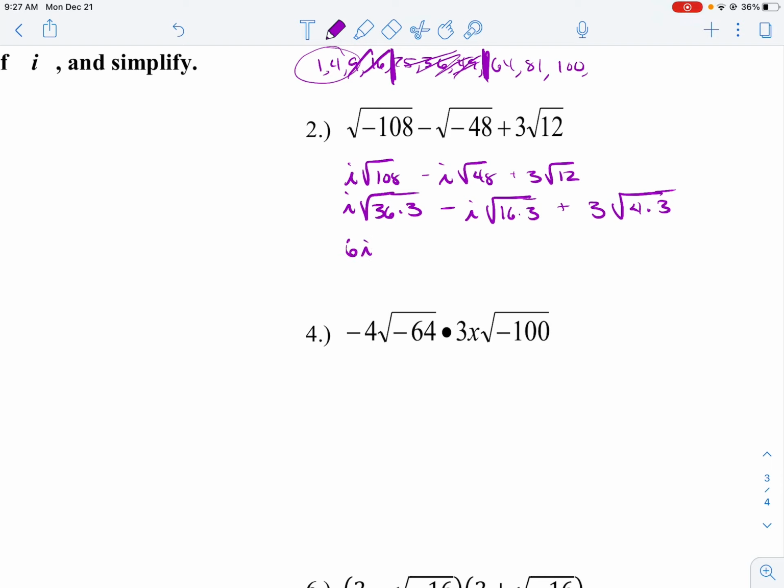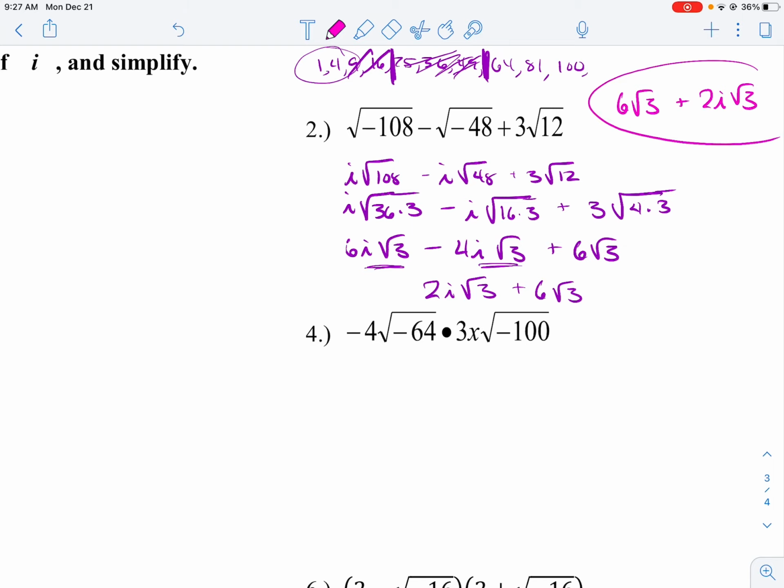So 6i square root 3, minus 4i square root 3, plus, I'm going to have to multiply those two. So 3 times 2 will give me 6 square root 3. I got like terms here. And so I'm going to get 2i square root 3, plus 6 square root 3, but I have to put it in standard form. And so finally my answer is 6 square root 3 plus 2i square root 3.